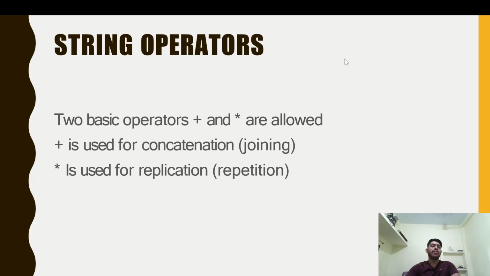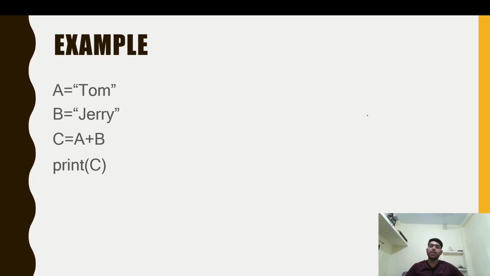Let's start with string operators. There are two operators: one is concatenation, another one is replication. For concatenation you use plus, for replication you use star. When you are adding or joining two strings, you use the concatenation operator. When you are repeating or replicating the string, you use the star or asterisk operator.